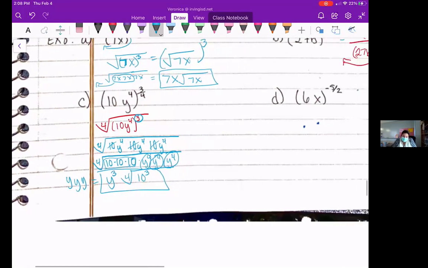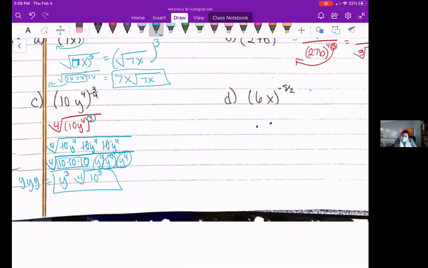Okay. And then for the last one, again, we see a negative. So because you see parentheses, that entire thing is going to have to get turned into a fraction. So we're going to have 6x to the power of 5 over 2. And now we can convert that into a radical. So 1 over the square root of 6x to the power of 5. Could I simplify that? Yeah, you could. But we're going to leave it like that.